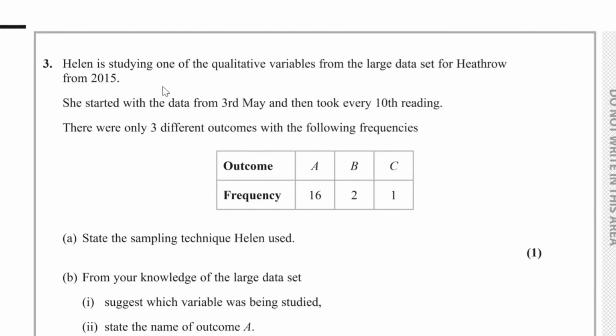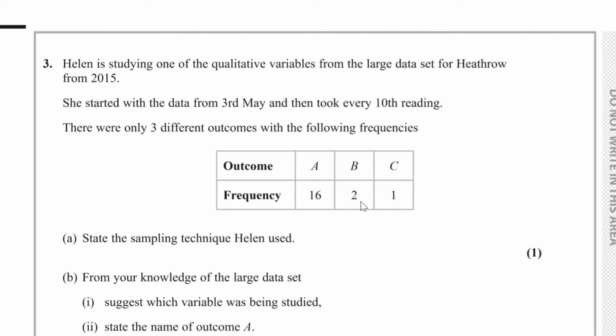Question number 3. Helen is studying one of the qualitative variables from the large dataset for Heathrow from 2015. She started with the data from 3rd of May and then took every 10th reading. There were only 3 different outcomes with the following frequencies. For outcome A, we've got a frequency of 16. For outcome B, a frequency of 2. And for outcome C, a frequency of 1.